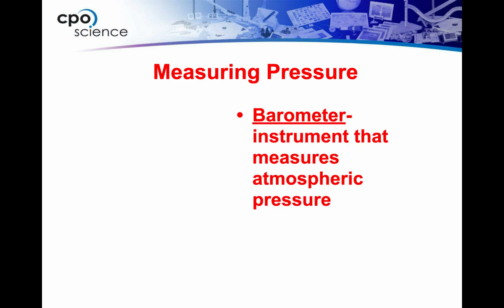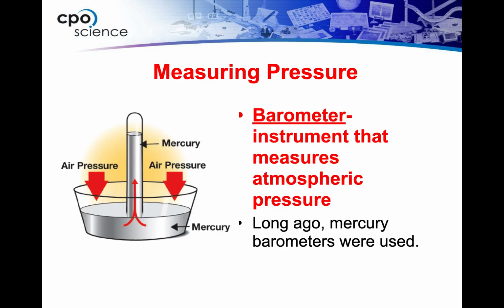So how do we measure pressure? The tool that we use to measure pressure is called a barometer, an instrument that measures atmospheric pressure. Why do we measure air pressure? Because it is a huge indicator for changing weather. And guess what? We're talking about the next chapter, weather. So the barometer tells us when the air pressure is going up and when the air pressure is going down.